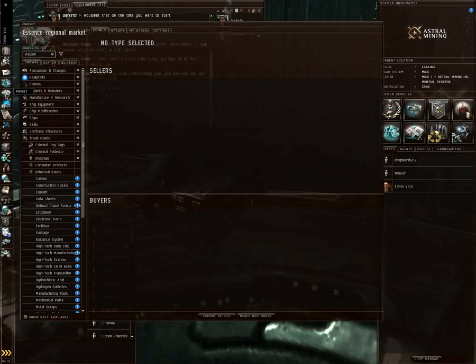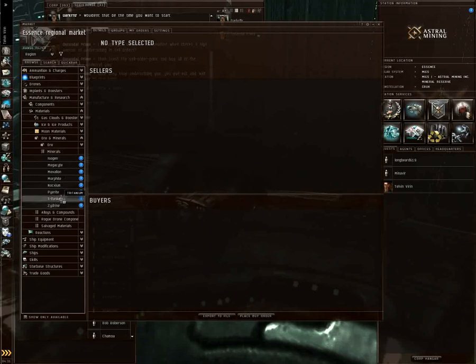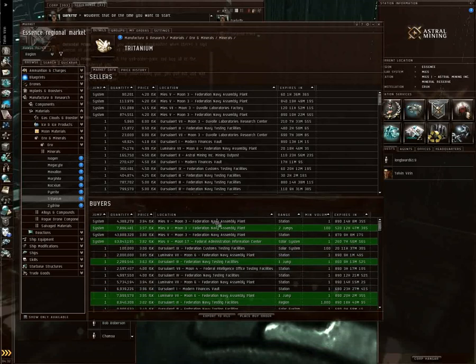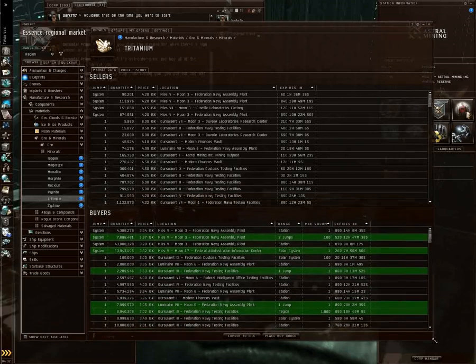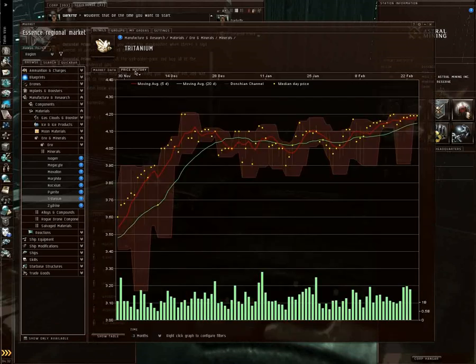And in order to explain this the best way, we really need to use an item that has a high volume of trade. So we'll go to our manufacture and research and look at titanium. And there we are, our titanium market. Let's go look at the price history. And there it is. So let's get acquainted with this.